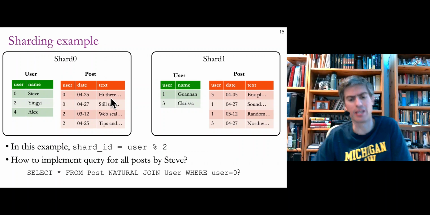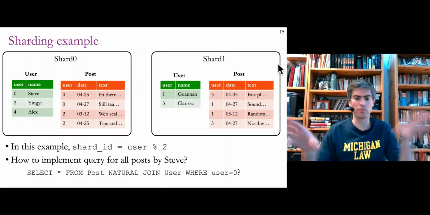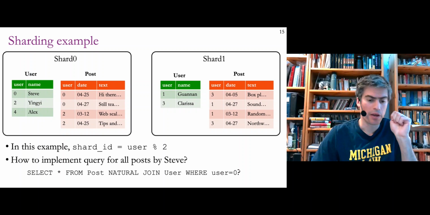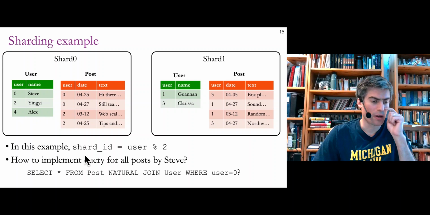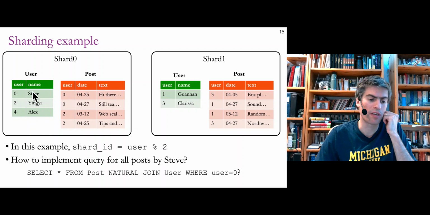So this is like a mini social media application where we have users and we have posts by those users. And I have 2 shards, so these are 2 different machines running databases that are storing the same kind of data but different subsets of the data. And I'm using the rule that the shard ID is the user ID of the row mod 2. So basically all of the even numbered user data is on shard 0 and all the odd numbered user data is on shard 1. And every table has a user column. That's how I was able to use this very simple rule to do the sharding.